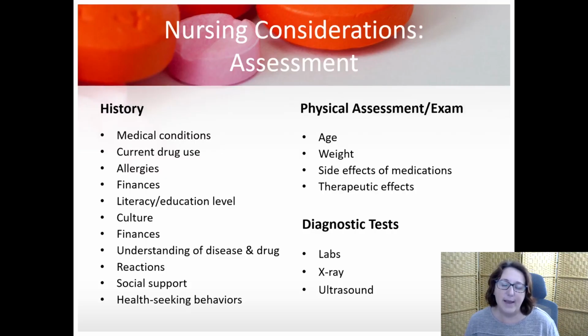We can also ask the patient specific questions related to the side effects as a part of the assessment. And then knowing the therapeutic effects that we are looking for ahead of time can guide our assessments. We want to assess before therapy is started and once the drug regimen begins to see if we are reaching the therapeutic effect. And then lastly, our diagnostic tests. Depending on the medication, there'll be particular labs that we'll want to look at, maybe even things like X-ray, ultrasound, cardiac tests, depending on the medication.